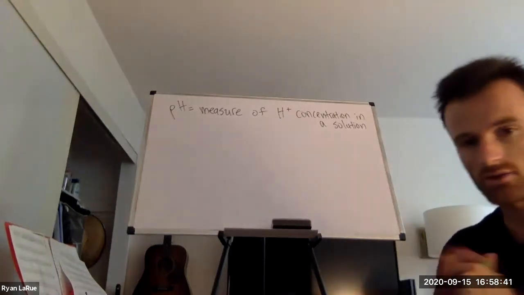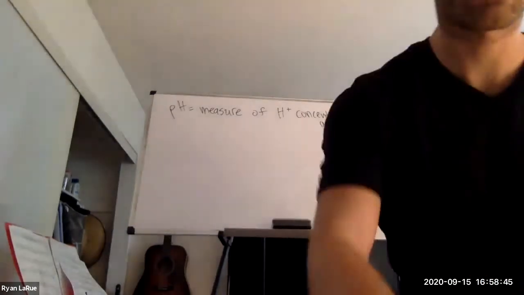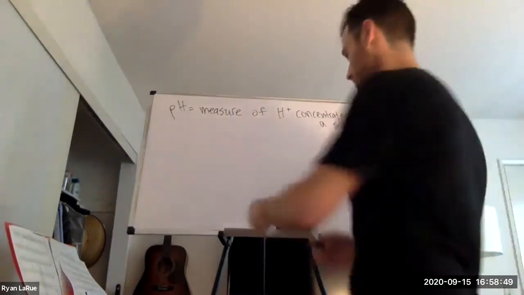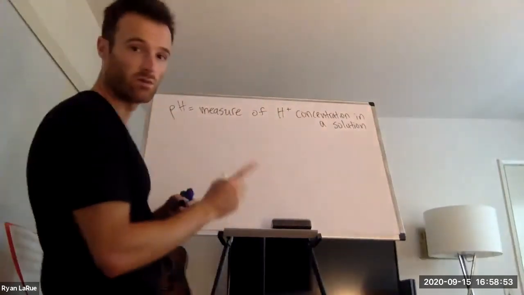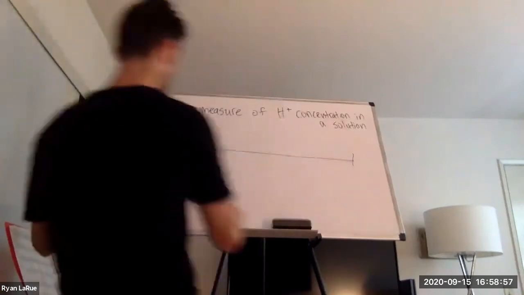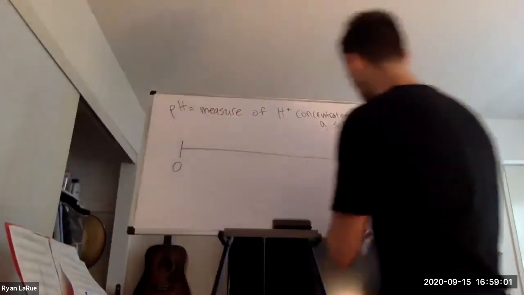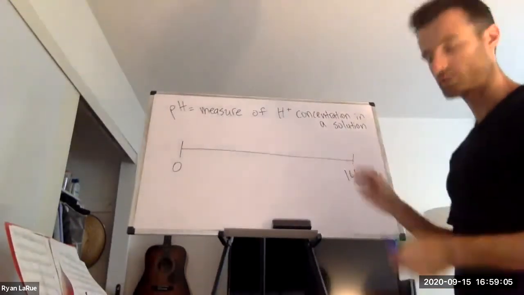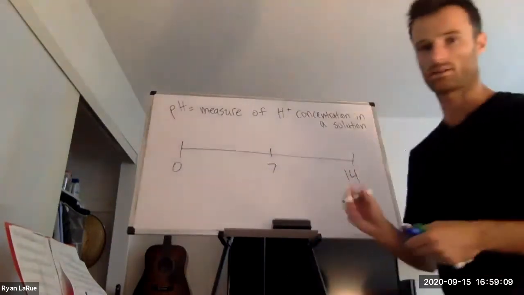So I'm actually going to draw the pH scale. Do it in black. So the pH scale goes from 0 all the way to 14. Anywhere from 0 to 14. And I'll put a 7 in the middle as well.